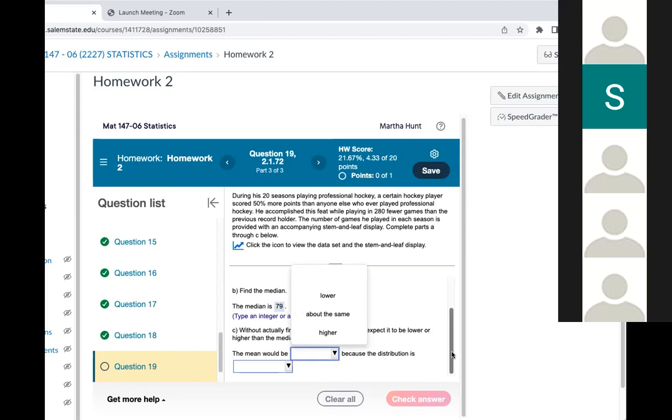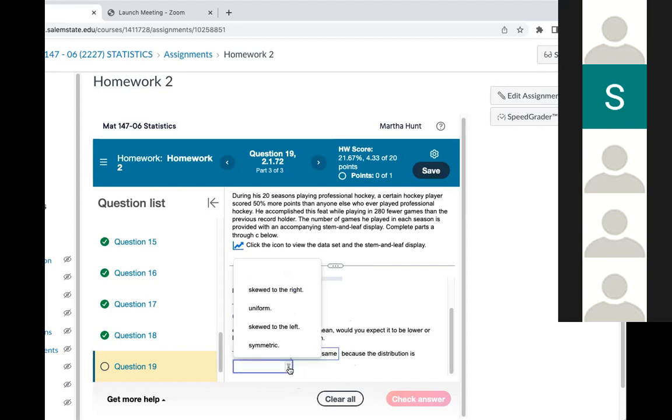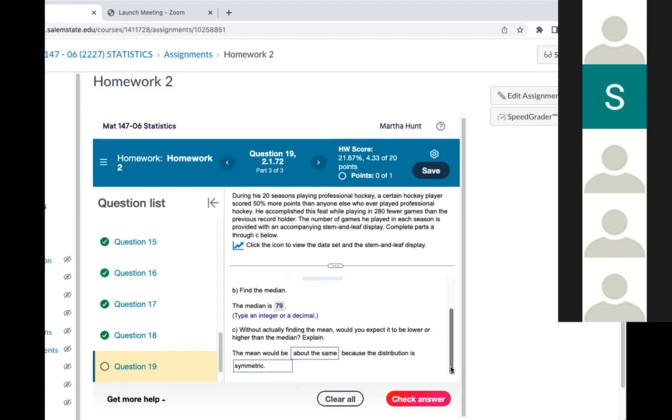It's either about the same or higher. I think it would probably, you take it out of there and there's no reason it should be lower. Probably about the same. It'd be fun if we could take it out of there and actually find out. I think if you take it out of there, things would be about the same and it would be symmetric.